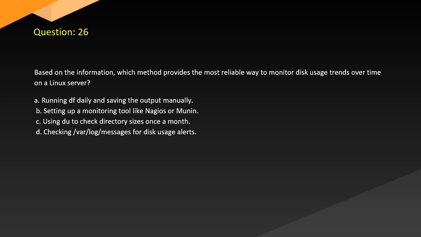Question 26. Which method provides the most reliable way to monitor disk usage trends over time on a Linux server? A. Running df daily and saving the output manually. B. Setting up a monitoring tool like Nagios or Munin. C. Using du to check directory sizes once a month. D. Checking /var/log/messages for disk usage alerts.